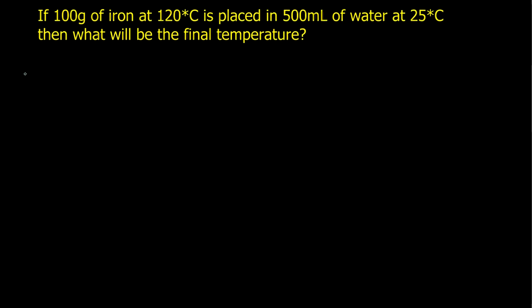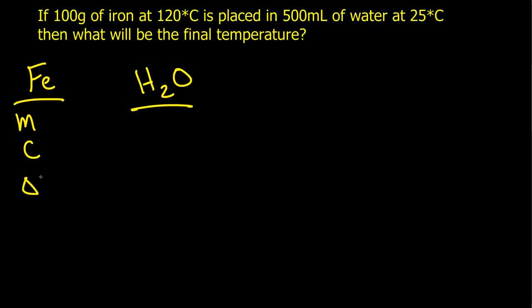So I have two systems, I have iron and I have water. I'm going to write out the variables for each, so I have mc delta T for each. So I'll pick out my information. I have 100 grams of iron, so that's the mass of Fe. It's at 120 degrees, that's the initial. I'm going to hold on to that information.